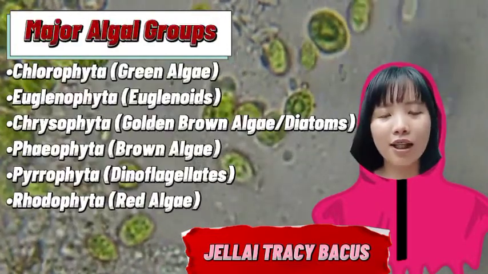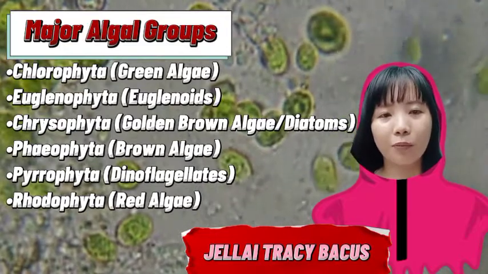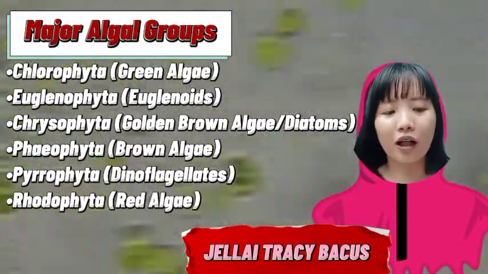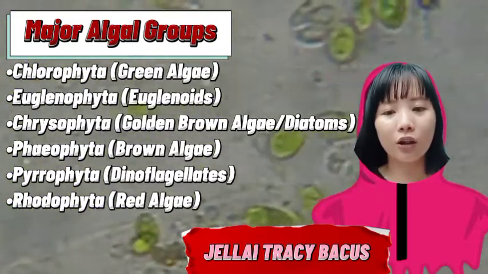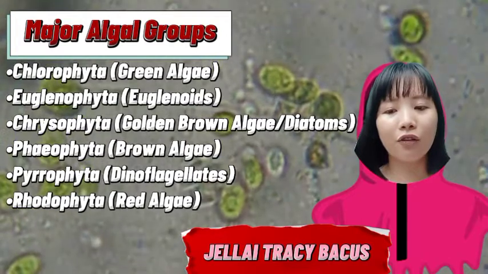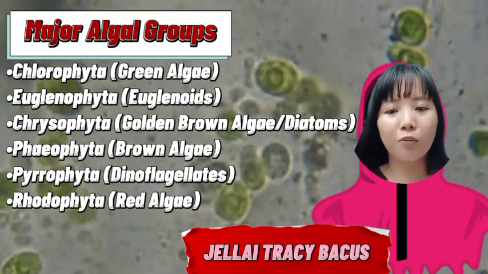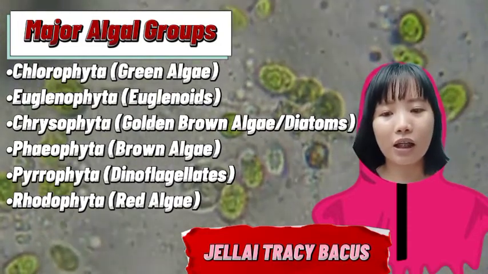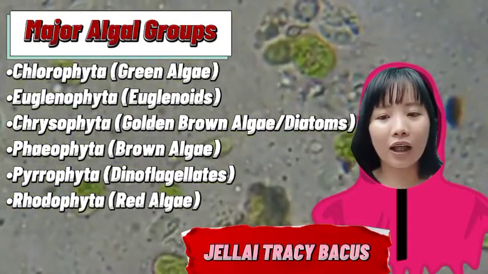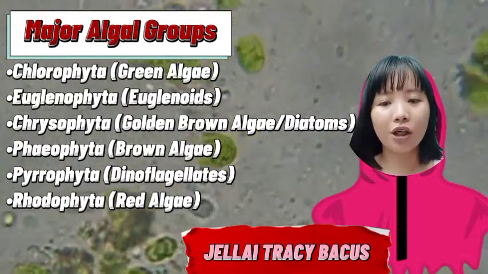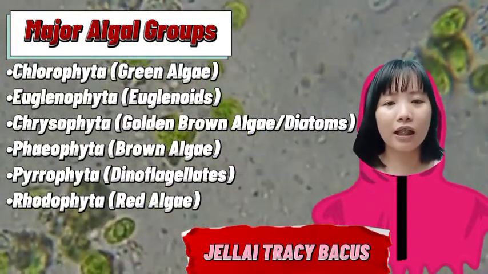I will discuss 6 major algal groups and their properties. The first one is Chlorophyta, also known as green algae. Morphology, unicellular to leafy. Pigments, chlorophylls A and B. Second is the Euglenophyta, also known as euglenoids. Morphology, unicellular and flagellated. Pigments, chlorophylls A and B. Next is the Chrysophyta, common name golden brown algae or the diatoms. Morphology, unicellular. Pigments A, C, and E.